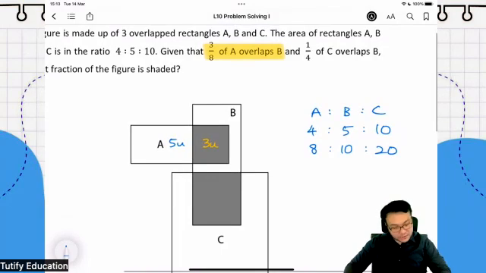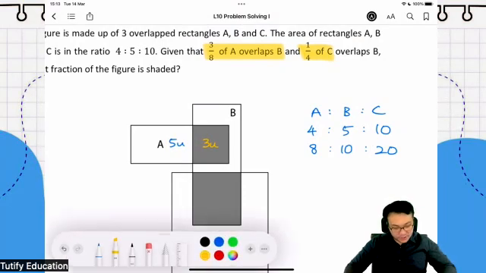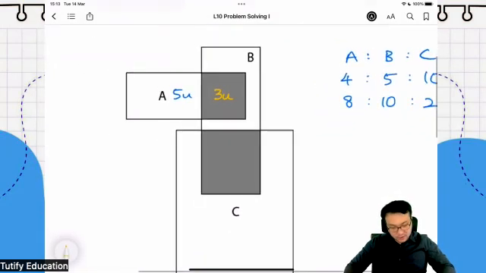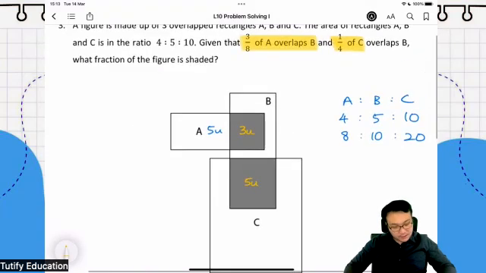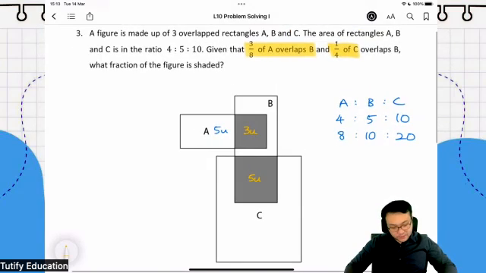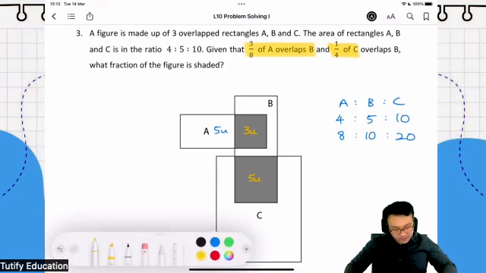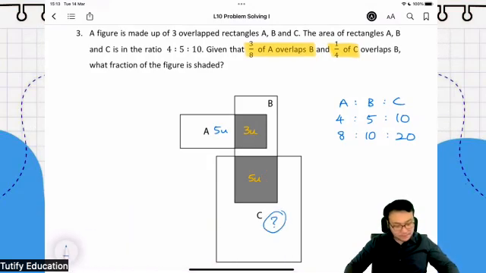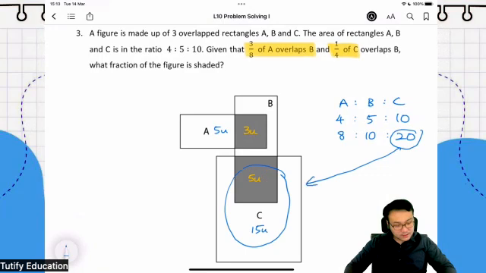Now let's look at 1/4 of C. Look at C over here, 20. What is 1/4 of 20? 5. 5 units, correct. So I say 5 units of C is overlapping with B. How many units is remaining over here? 15. Yes, 15 units is remaining here. Total is 20 units for C. Okay, students, 20 units for C.